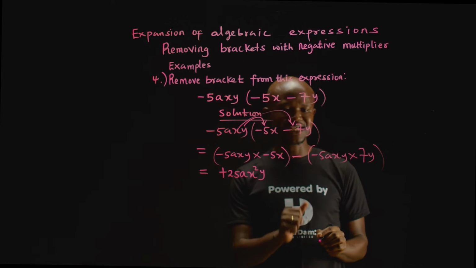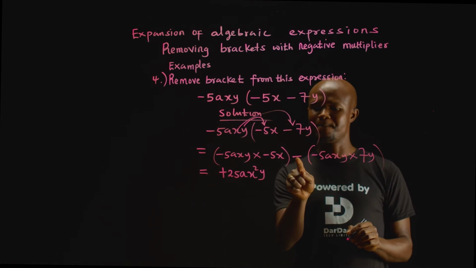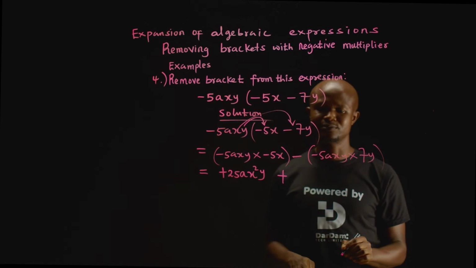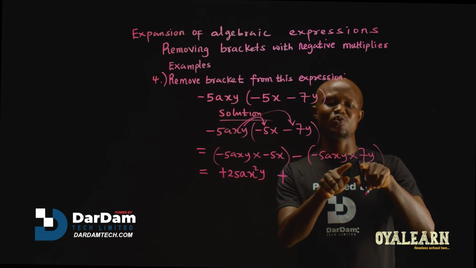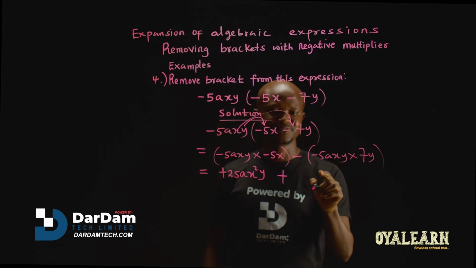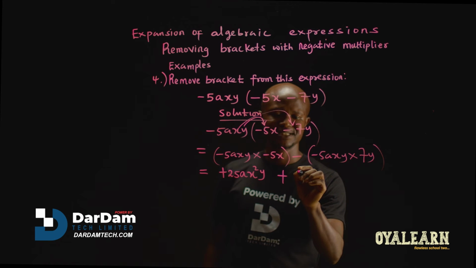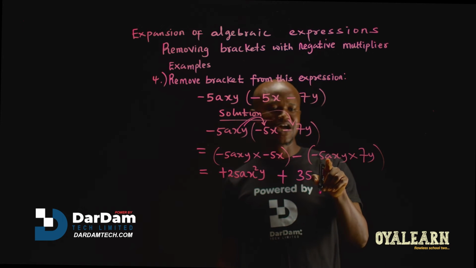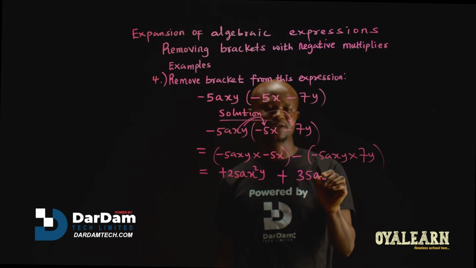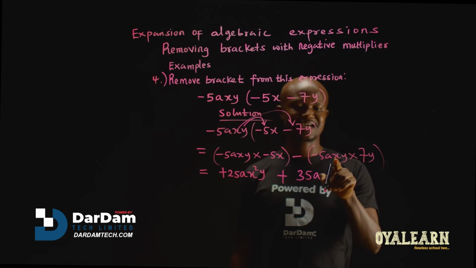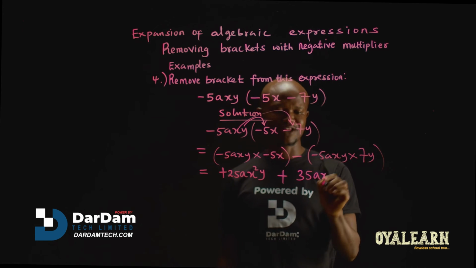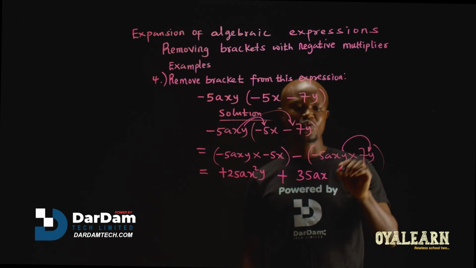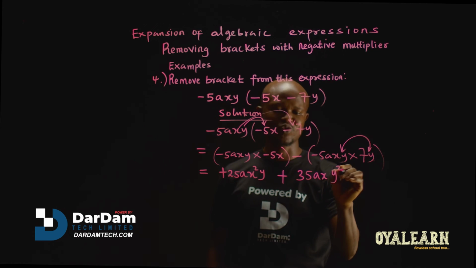Now, the next thing for us to do, here, minus times minus is what? Plus. Now, 5axy times 7y. 5 times 7, what do we have? 35. We have a here, no a here, so we have a. Now, x is here, no x here, we have x. Y times y, what do we have? Y times y, we have y squared.